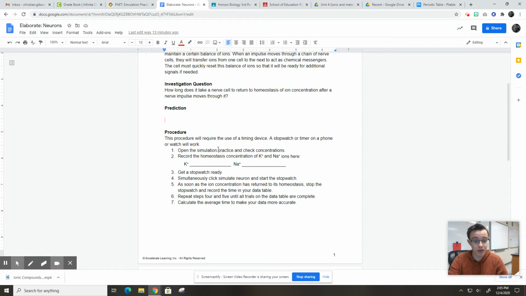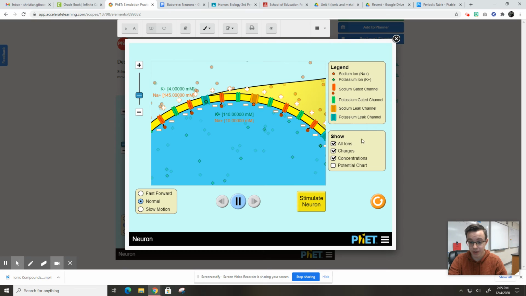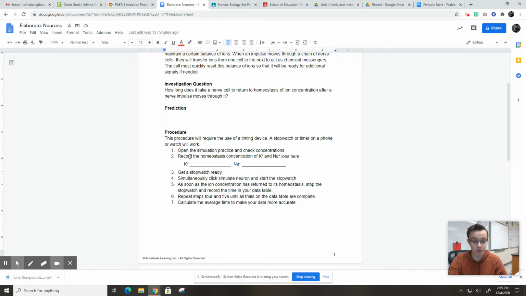Okay, so you're going to open the simulation and check concentrations. So you want to make sure to have concentrations checked. Even if you don't have all of that checked, you need to have concentrations, okay? Then you're going to record when it's at homeostasis. So you haven't done anything. Right now it's at balance. You're going to record the homeostasis concentrations of potassium and sodium. So these are the normal levels, okay?